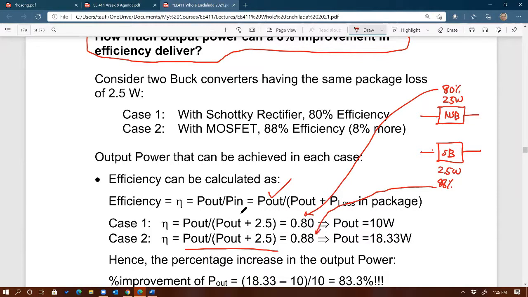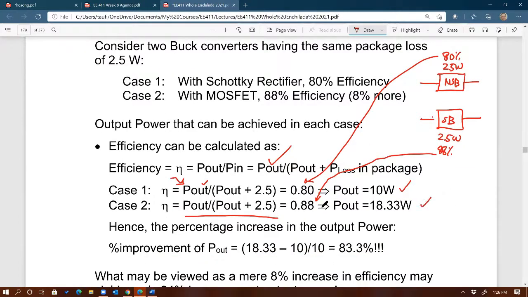Now the only unknown from these equations is the P out, right? So we look at the first equation. The only unknown is P out. So by having this equation, I can solve for P out. And look at what P out you get in case number one. You get 10 watts.